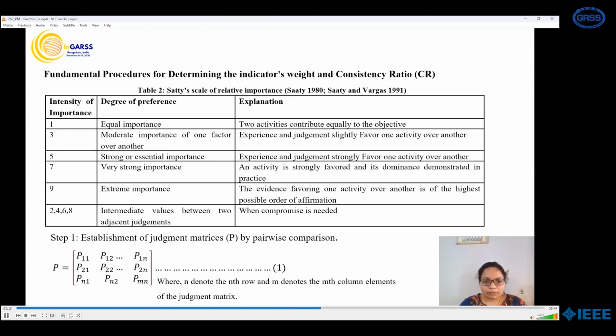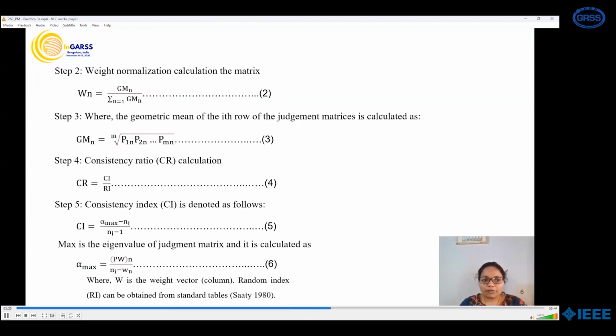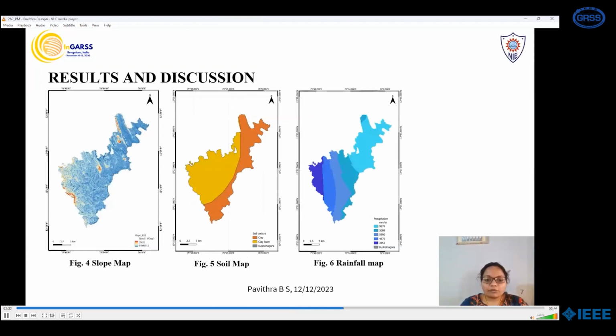This is the fundamental procedure for determining the indicator's weight and consistency ratio. This is a tabular column of Saaty's scale of relative importance. These are the steps involved in calculating consistency ratio, and consistency index was shown. In these results, figure 4 shows the slope map of the area.